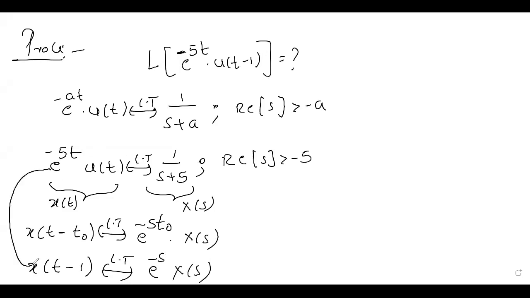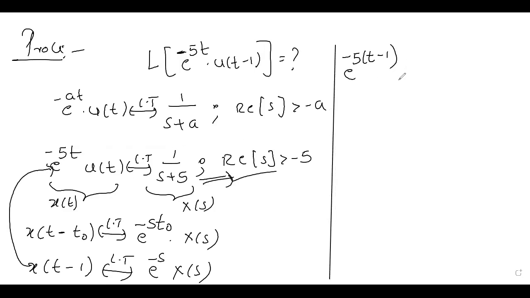Now apply this over here. x of t minus 1. This is our x of t. Wherever t is there, replace it with t minus 1 in this, into u of t minus 1. What is its Laplace transform then? E power minus s into x of s. E power minus s as it is, we will write. And what is x of s? This is our x of s, 1 by s plus phi.